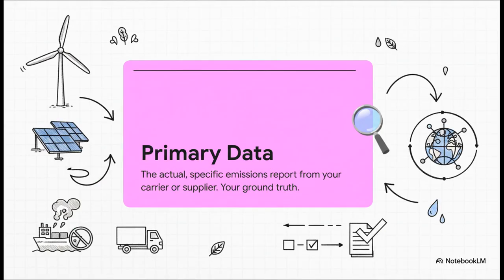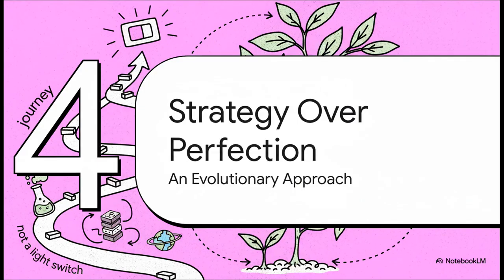But then there's the ultimate goal, primary data. This isn't an average. This is the actual specific emissions report directly from your carrier or your supplier. This is your ground truth. And for an industry like, say, renewable energy, this is totally non-negotiable. You can't just claim your product is green if you're just guessing about its supply chain. You have to know.